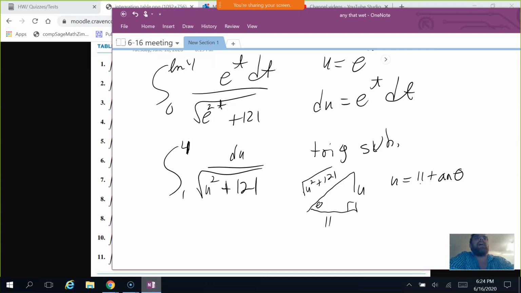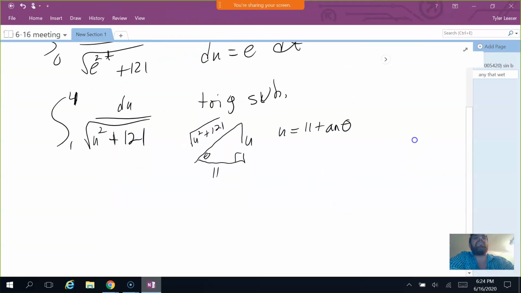Okay, so now that we've decided that that's the substitution we're going to make, u is equal to 11 tangent theta, we have to find the du, because we're changing variables. Du is going to be the derivative of 11 tangent theta, which is 11 secant squared theta, d theta.